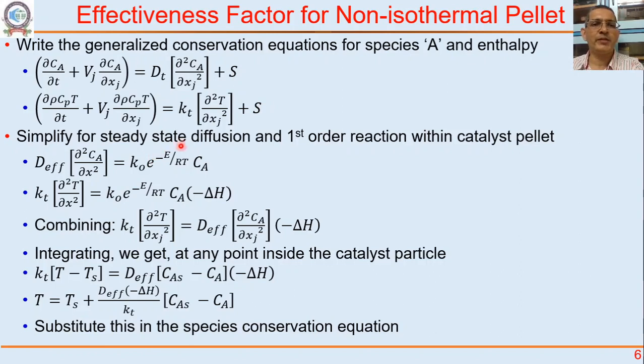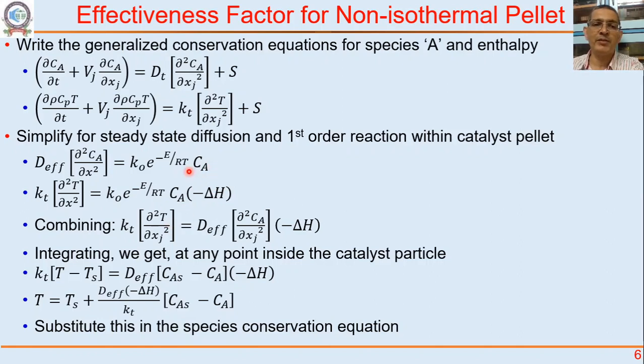If we simplify for steady state one dimensional diffusion in a catalyst pellet, it will become D effective d squared CA by dx squared is equal to k0 e raised to minus E by RT CA. This is kCA. In the previous classes, we had just taken kCA because temperature was constant. And thermal conductivity d squared T by dx squared is k0 e raised to minus E by RT CA and minus delta H. Now you are recalling the early lectures where we had taken into account heat effects.